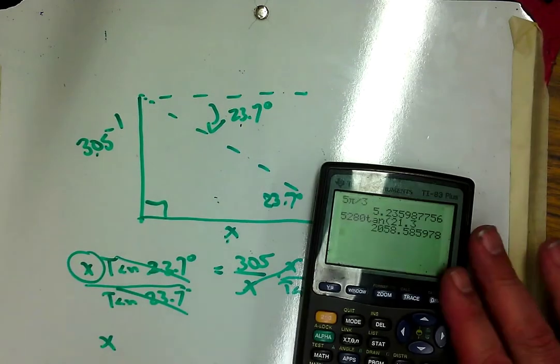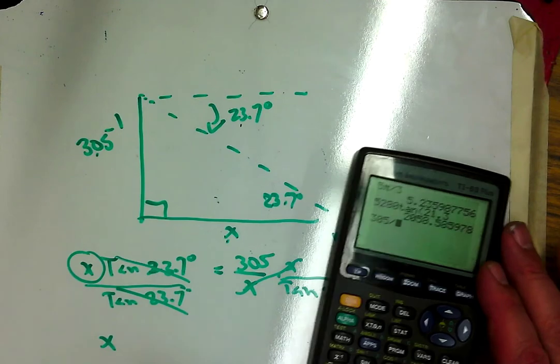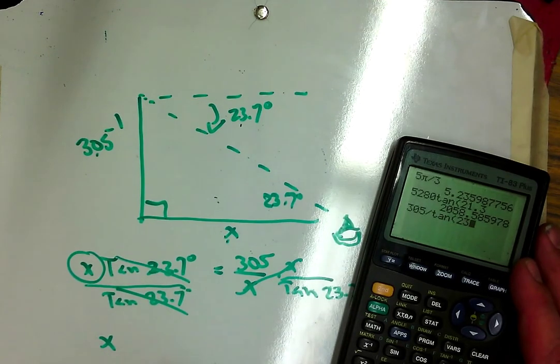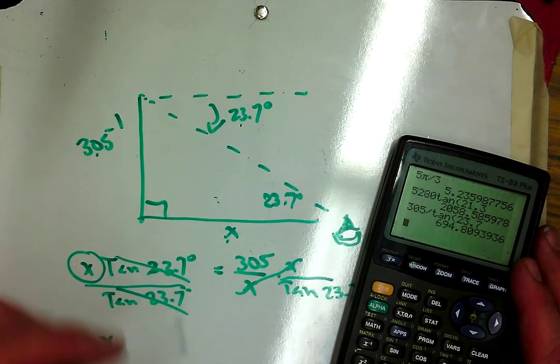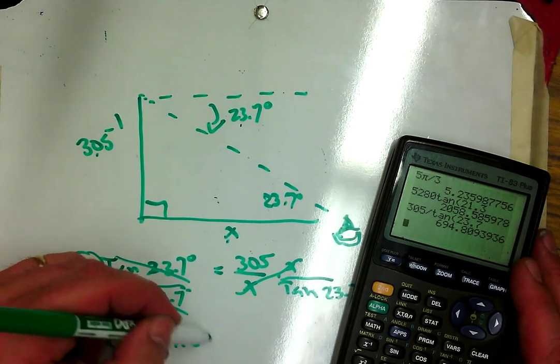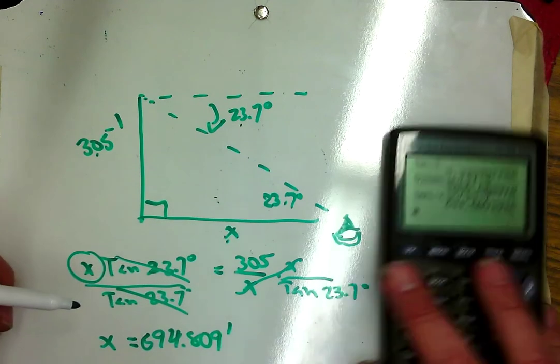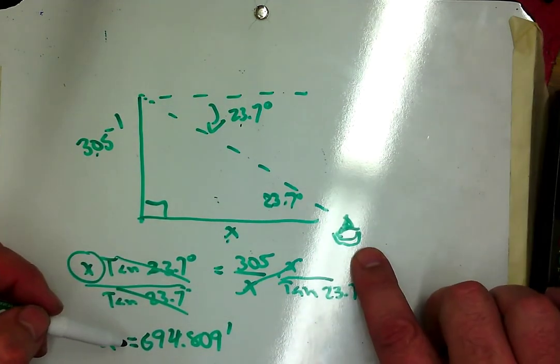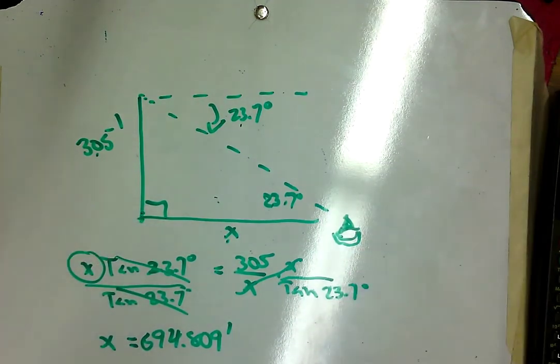So 305 divided by tangent 23.7, and I end up with 694.809 feet. That's how far the ship is from the base of the tower. Okay, there's problem number 2.